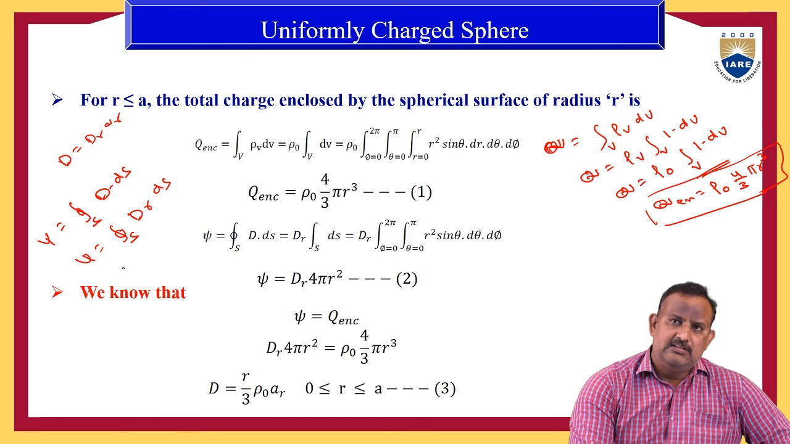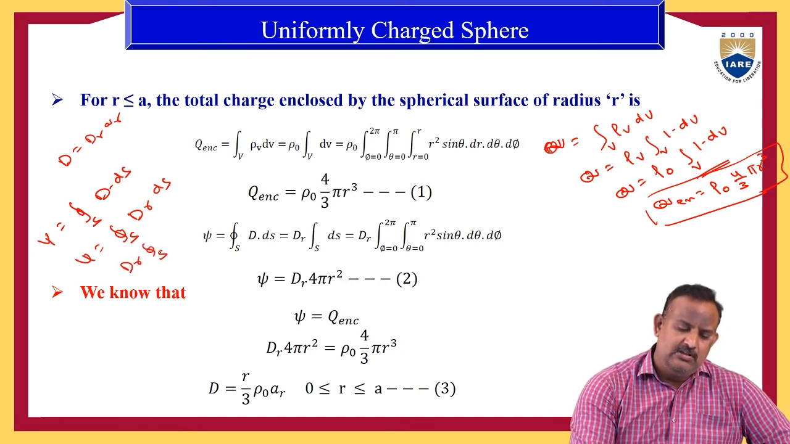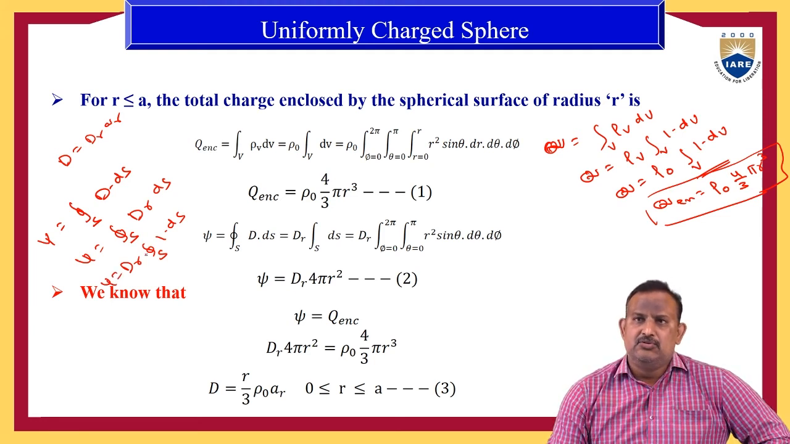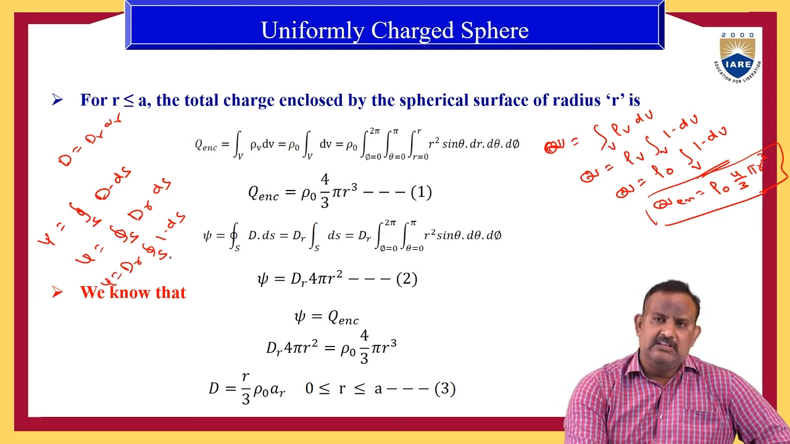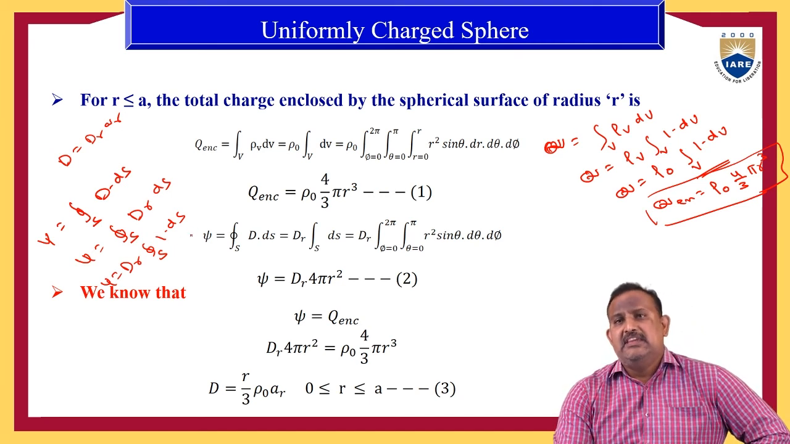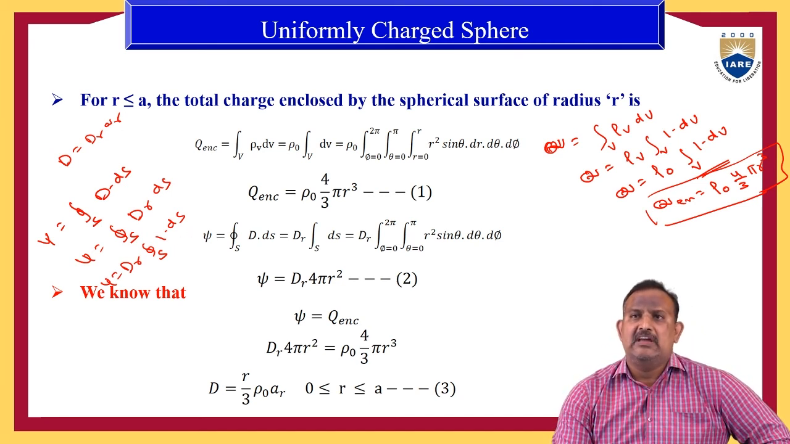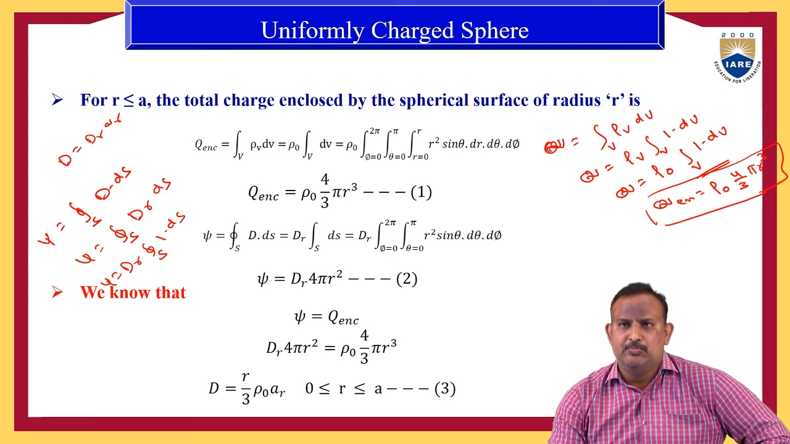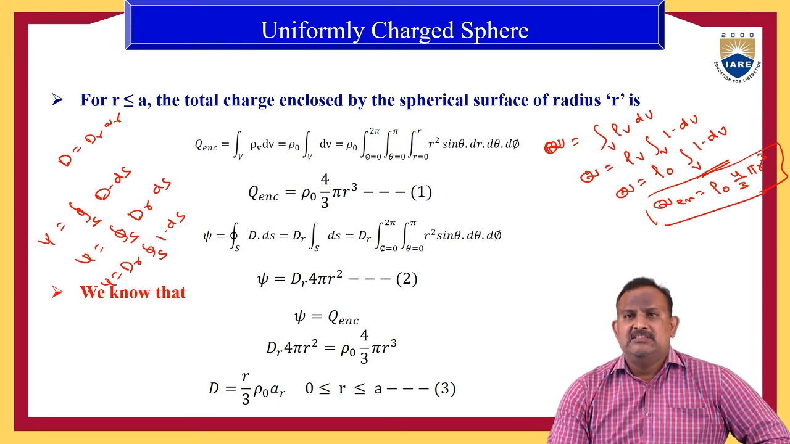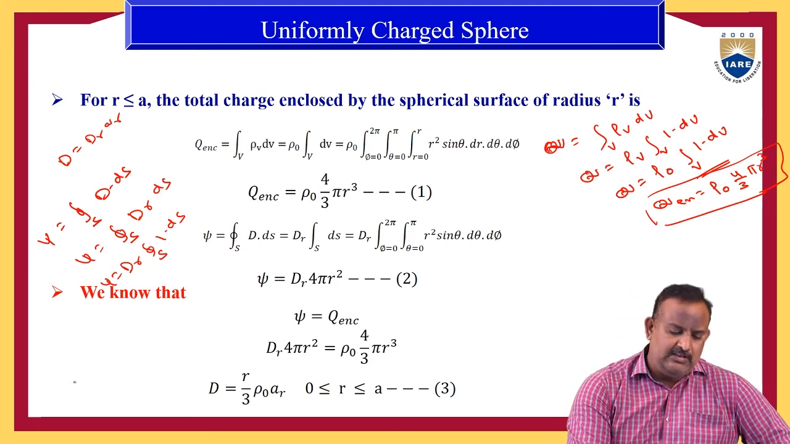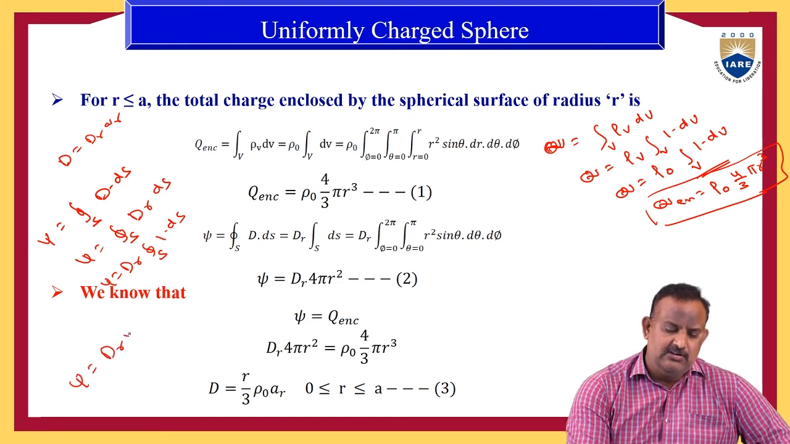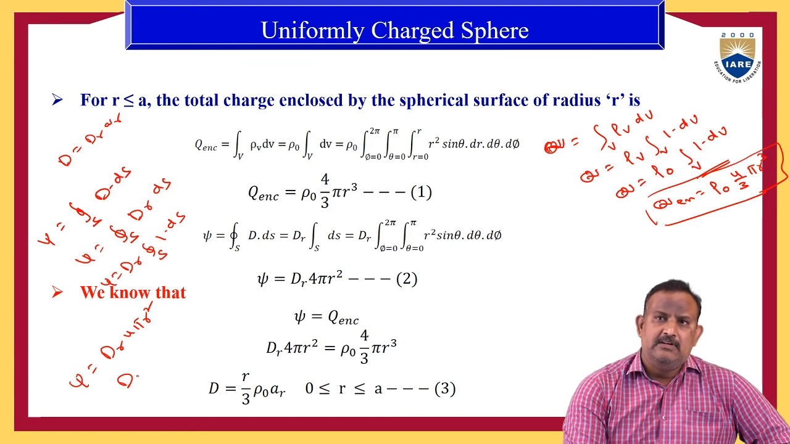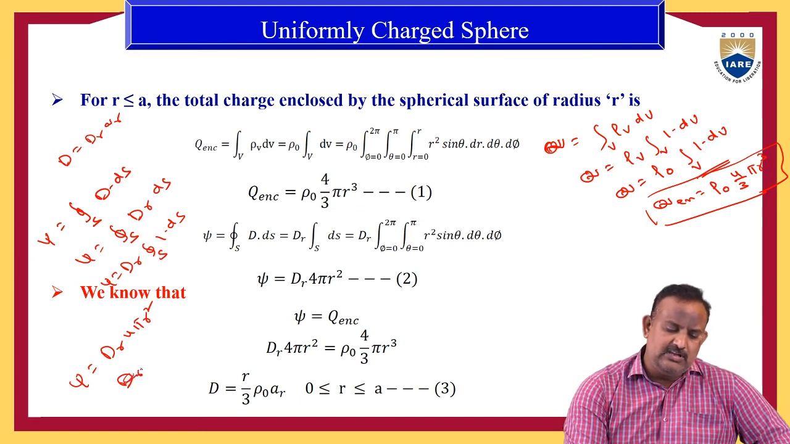Or it is Dr into the surface integral 1 into dS. We know that the surface area of a sphere is 4 pi r square. The volume of a sphere is 4/3 pi r cube, and the surface area of a sphere is 4 pi r square. Therefore, we can write psi is equal to Dr into 4 pi r square.